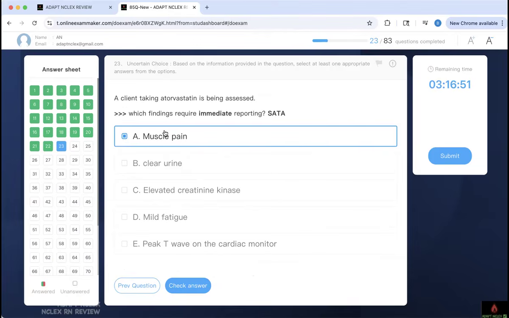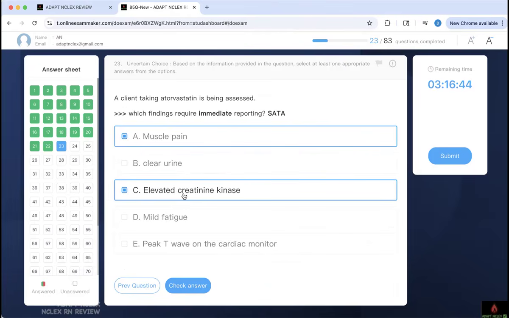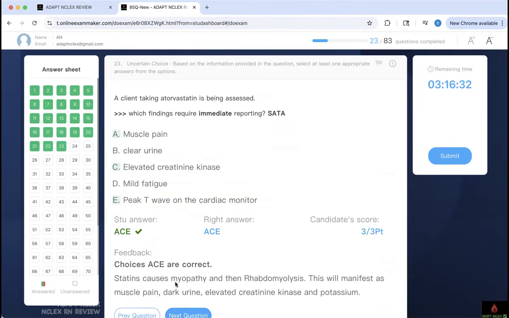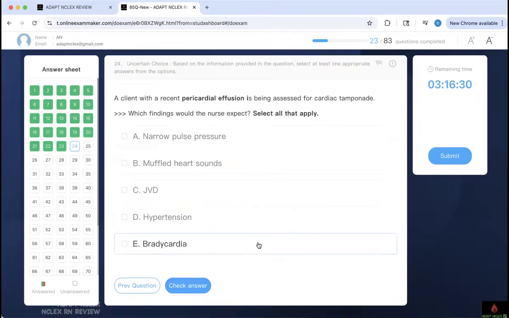Muscle pain is bad. Clear urine, you don't have rhabdo. Elevated creatinine kinase is rhabdomyolysis. Fatigue is an expected finding. If you have rhabdomyolysis and the cells die, you release potassium. You have a peaked T wave. Those are your answers. What is your score so far? We are about to reach question 25, and I want to see where you are.